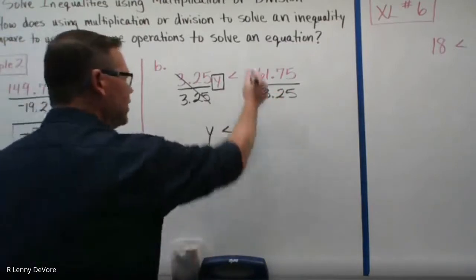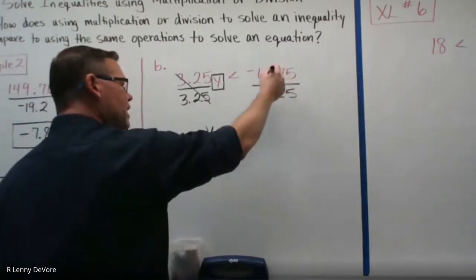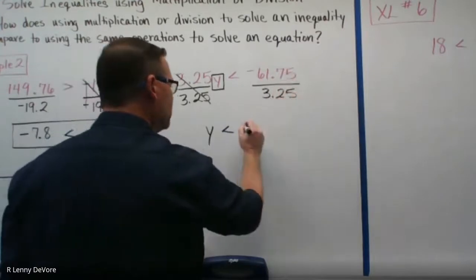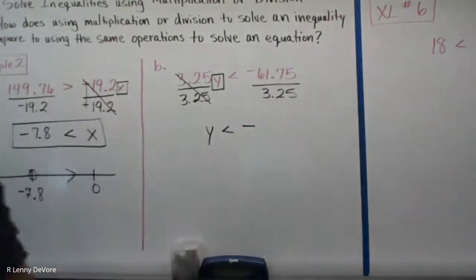Then I look at this and I go, okay, I'm dividing a negative number by a positive number. That's going to be a negative outcome. Then this one I've worked out also, and so this ends up being, oh, you know what?